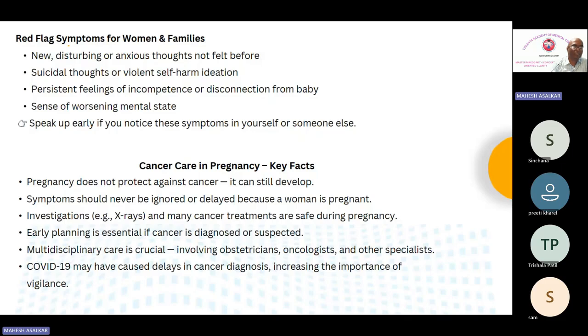Okay. Now, the next important topic is cancer care. So we have seen elderly mothers, then we have seen mental health. Now they are talking about cancer care in pregnancy. So what key facts have they mentioned? Pregnancy does not protect against cancer.